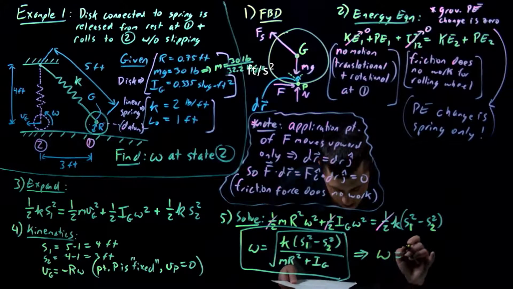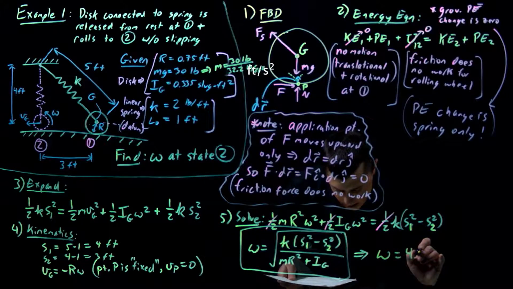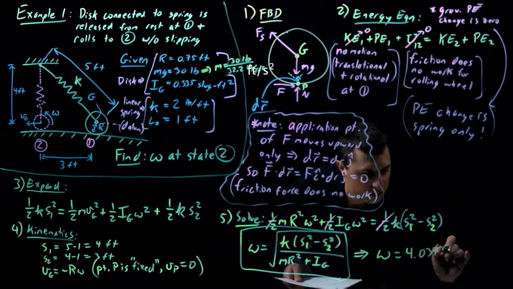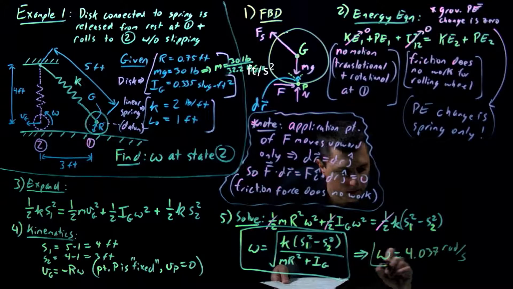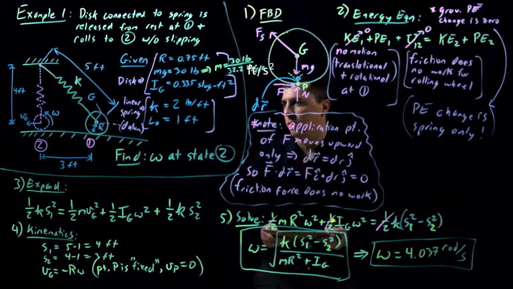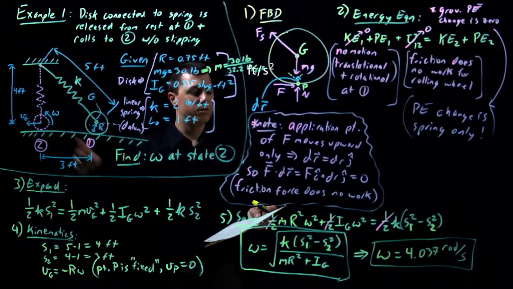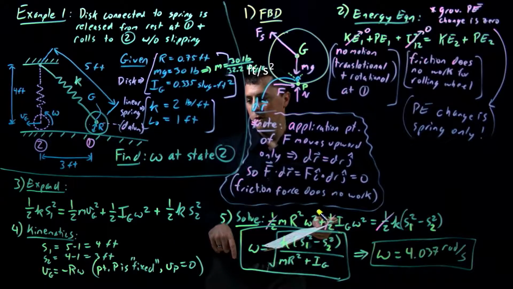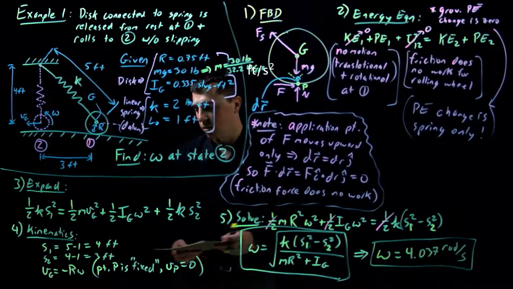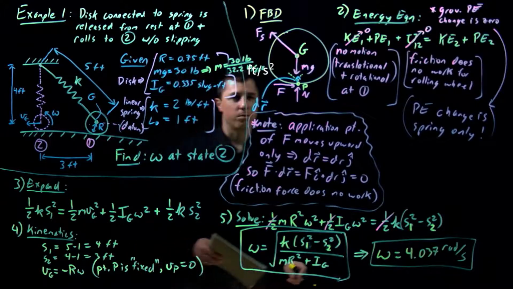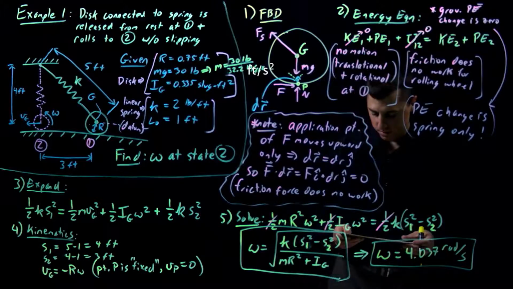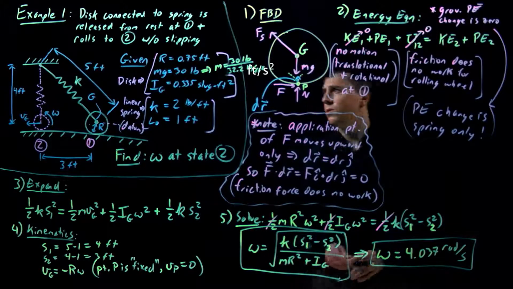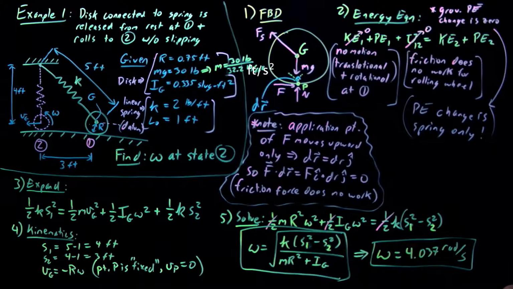Plug all those in, we get an omega of 4.037 radians per second. At this point, you could then go determine what the translational velocity Vg is too, which is right down here. And so we'd have all of the motion described here at our final state, state 2 at least. Okay, that's it for this example.